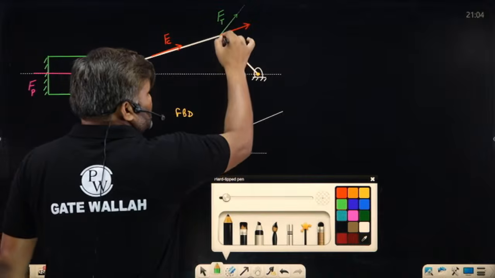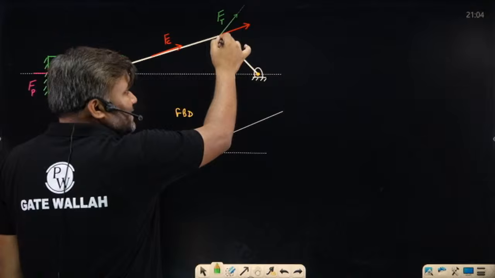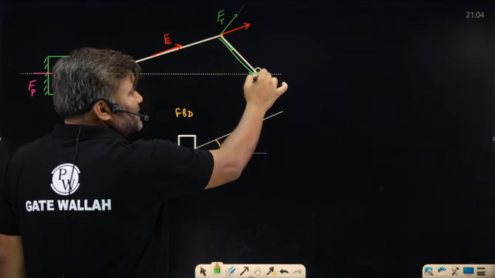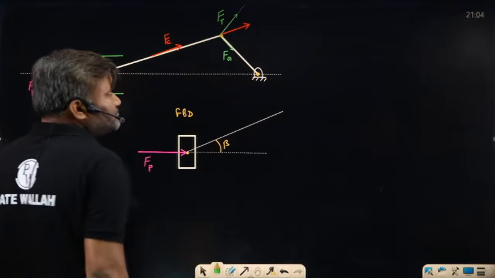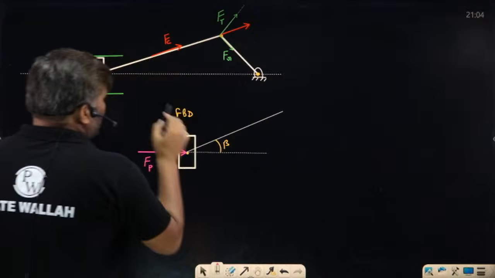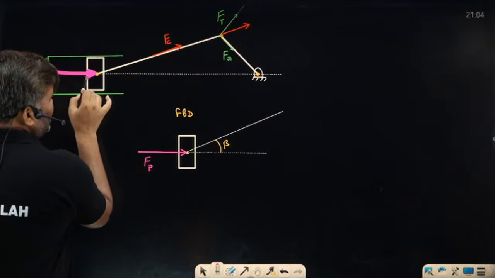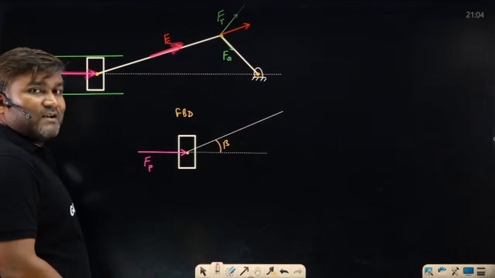And what about this component? This component is of no use to us. It is just in the radial direction, a thrust on the crank bearing. Radial thrust FR. So somehow if you can find out how much force is there because of this FP, you can take components and find everything.